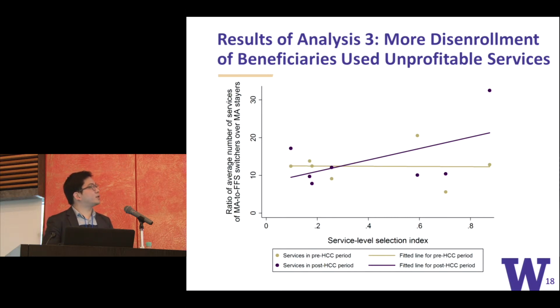shows an increasing trend with respect to the service level selection index, right? This means that compared to people using services with a higher service level selection index in the pre-ACC period, people using services with a higher service level selection index in the post-ACC period were more likely to disenroll from MA plans. And this is the evidence showing that there is a systematic pattern of disenrollment by service-specific use.